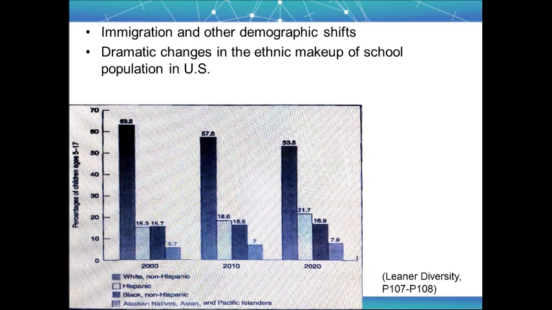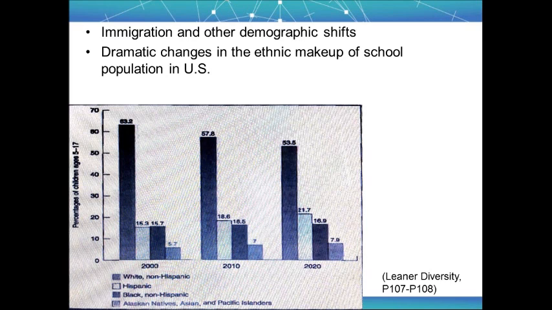Please look at this figure. This is from U.S. Bureau of Census of 2003. It shows the changes in school-age population from 2000 to 2020. By the year of 2020, the school-age population will see great changes.